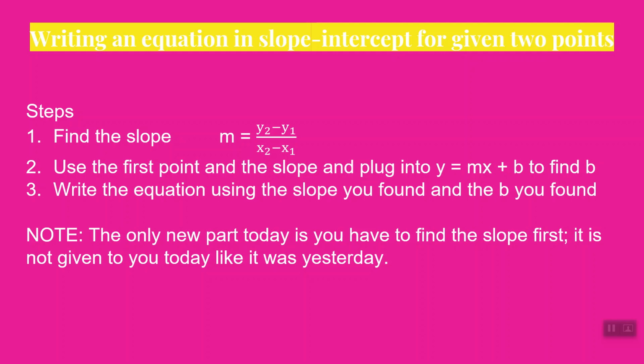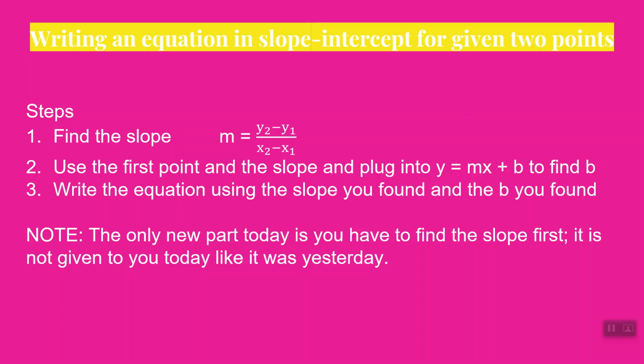So the first thing we're going to do is calculate the slope. We know the slope formula. We'll do y2 minus y1 over x2 minus x1. And once you've calculated the slope, then we're going to use the first point and the slope to plug into the equation again, because we still have to calculate the y-intercept. Once we've done that, then we will write the equation using both the slope that we found and the y-intercept.